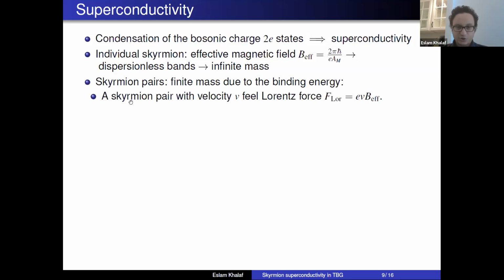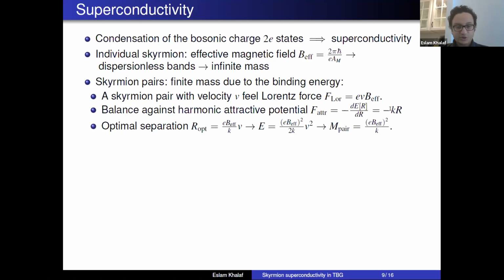So imagine you have this skyrmion anti-skyrmion pair moving with velocity v. Then, because they experience opposite magnetic fields and have the same charge, they would experience opposite Lorentz force. On the other hand, since they are bound together, there will be some harmonic potential that tends to attract them together as if there is a spring connecting them. And the spring constant would be proportional to this antiferromagnetic coupling J. Equating these two and substituting back into the energy, we find that the energy would be proportional to the square of the velocity, with the mass given by the square of the effective magnetic field over the spring constant.